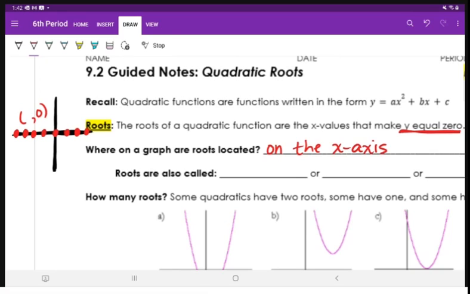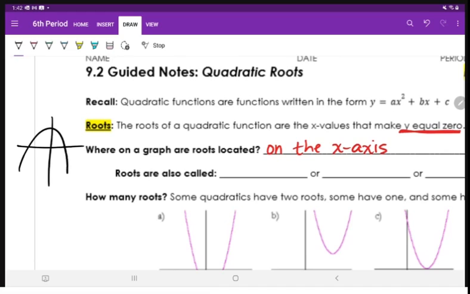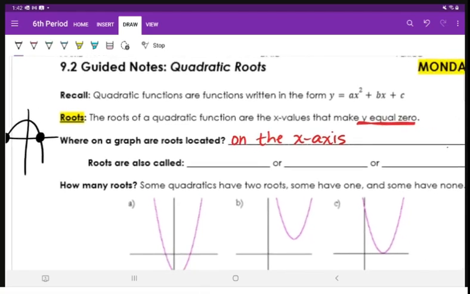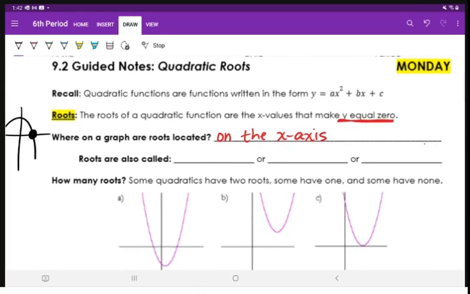So we have another name for this. We talked about it last week. In fact, I just kind of drew a picture of it a few minutes ago. The roots are the points on the x-axis. What else do we call these points? X-intercepts. Exactly right. So down here, we have a bunch of blanks to fill in alternate names of roots. Roots are also called x-intercepts.